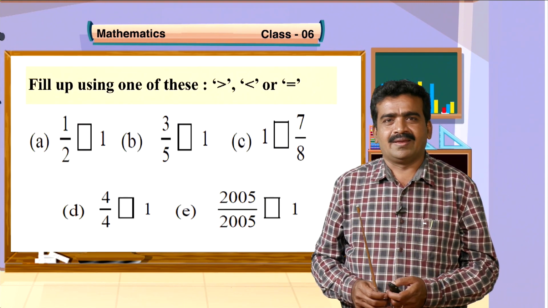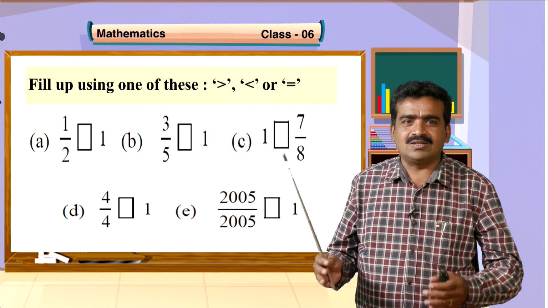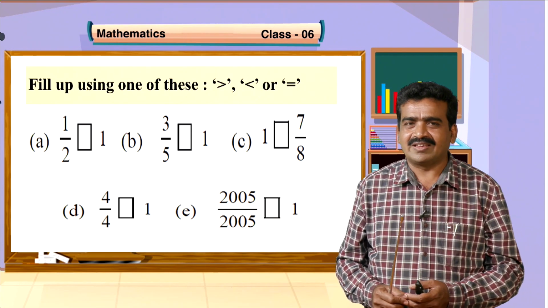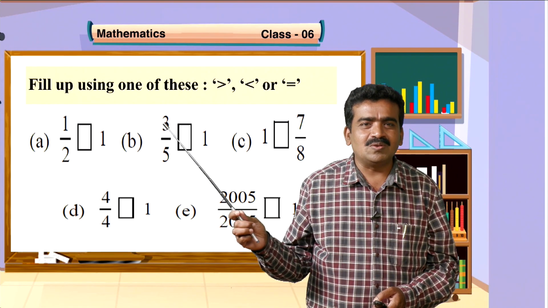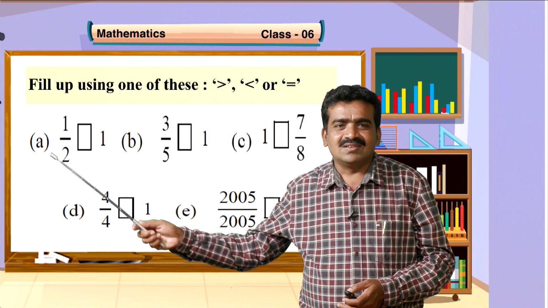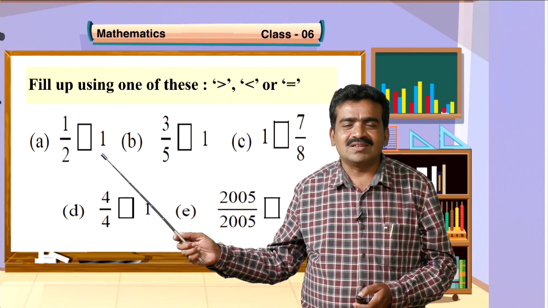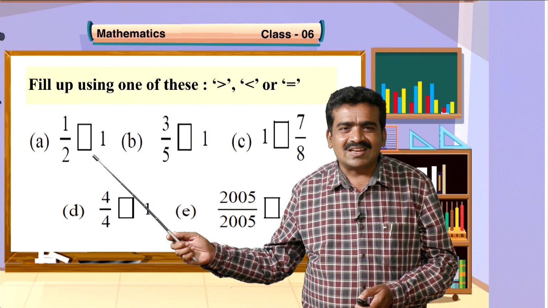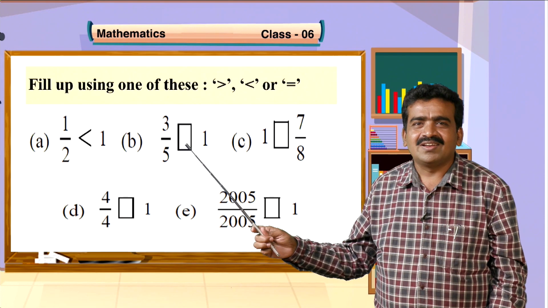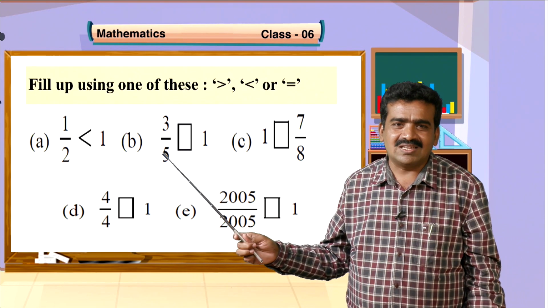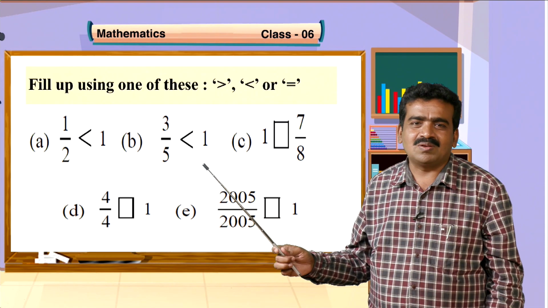Now, just keeping the concept of proper fractions, try to fill these gaps. Here fill up the gap using one of these symbols. Here 1 by 2 is always lesser than 1, that is, half is lesser than 1. Come to the second question, 3 by 5. Again it is a proper fraction, its value is less than 1. Therefore, we have to write the lesser than symbol over here.